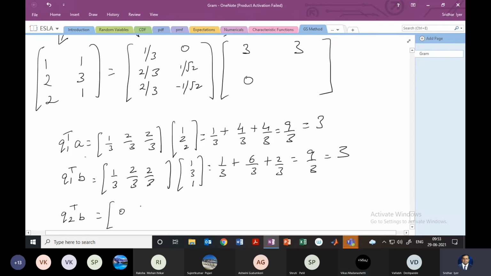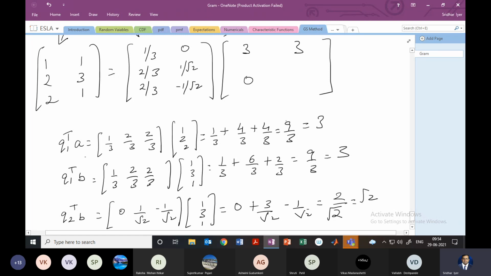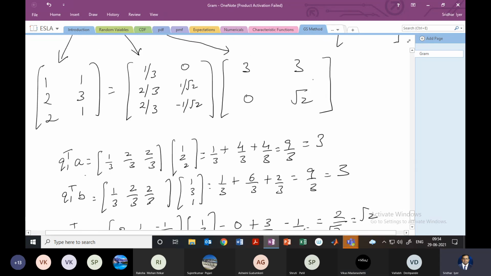Okay. And finally, we have Q2 transpose B. So you'll have 0, 1 by root 2, negative 1 by root 2 into B, which is 1, 3, and 1. So we get 0 plus 3 by root 2, negative 1 by root 2. So we get 2 by root 2, which is root 2. So this will be root 2. Are you getting that? Yes, sir. Okay.